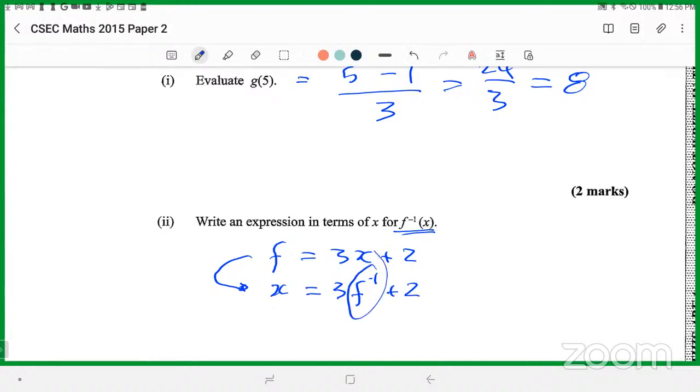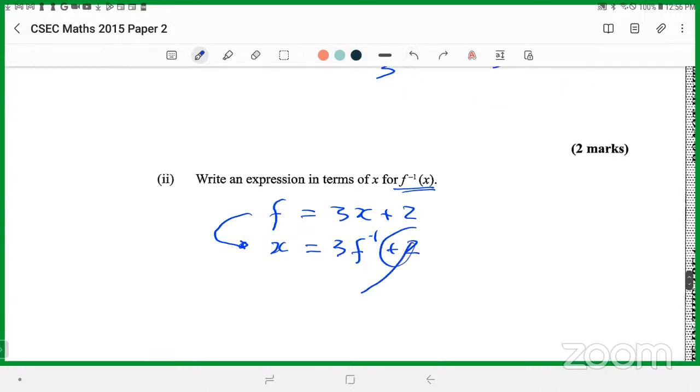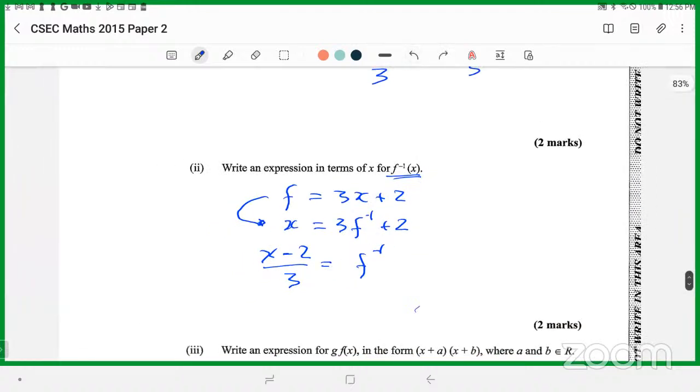Want to leave this as a subject? No, easy. Transpose the 2 first and subtract it and then divide under the 3. So we're going to get f to the minus 1 equal x minus 2. We'll carry over the 2, it becomes minus 2. Divide the 3 under there. Divided by 3. This is f to the minus 1 of x. So we can write it, i.e. f to the minus 1 of x is x minus 2 over 3. Done. This is a very easy question. Maybe we need to do another one after this. I'll finish this one so quickly.